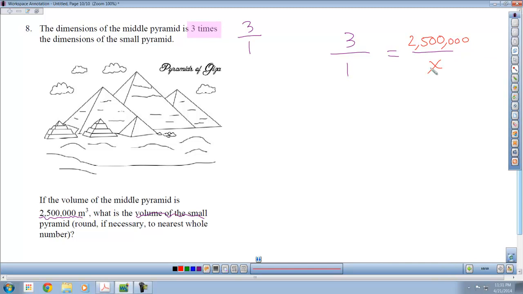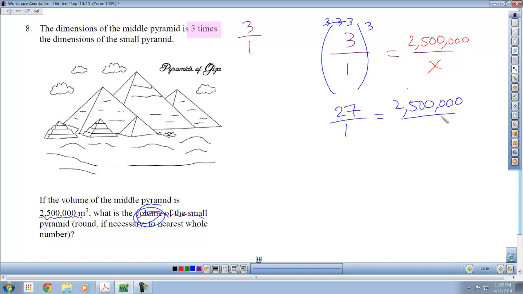The volume of the smaller one would go here, and the only problem is the scale factor and the volumes are not really equal unless you square or cube. Well, we are talking volume here, so what does that mean? Cube. Okay, so we got the geometry done. Let's just do a little algebra. What is 3 to the third power? Well, 3 times 3 times 3 is 9 times 3, or 27. 1 times 1 times 1, that's pretty easy. It's still 1, equals 2,500,000 all over x.